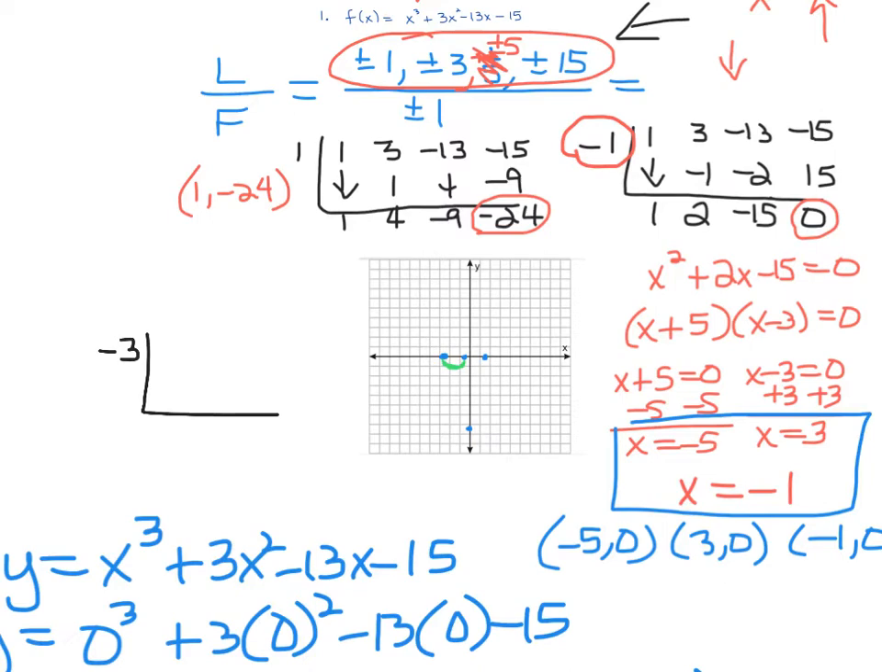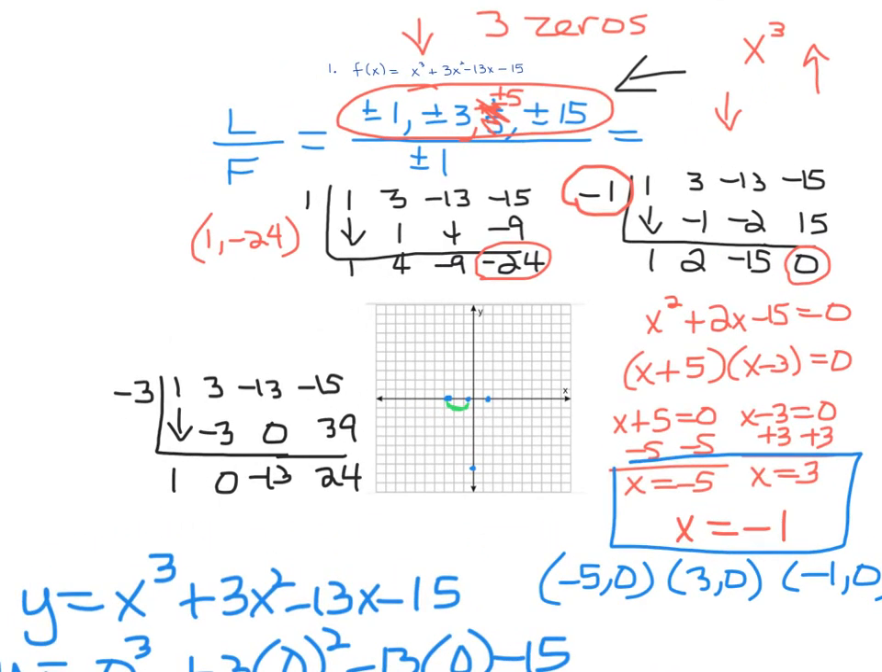I'm going to take my original coefficients here, and then I'm going to divide. So I'm going to bring down, multiply, and then add that column. I'm going to multiply, add the column, and then multiply again, giving me 24. So my additional point between these two zeros is the ordered pair negative 3, positive 24.